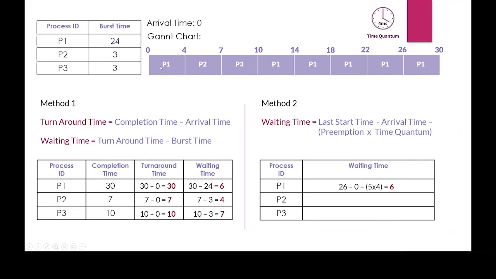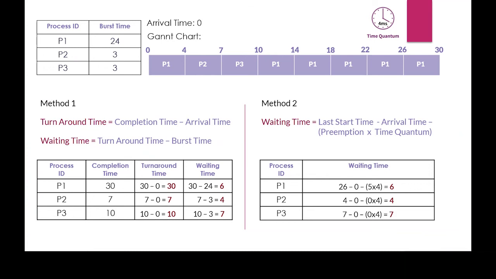So 1, 2, 3, 4, 5. Right? And time quantum, again, is set to 4 milliseconds. So the answer for P1 in waiting time is 6. So for P2, it is 4, and P3 is 7.